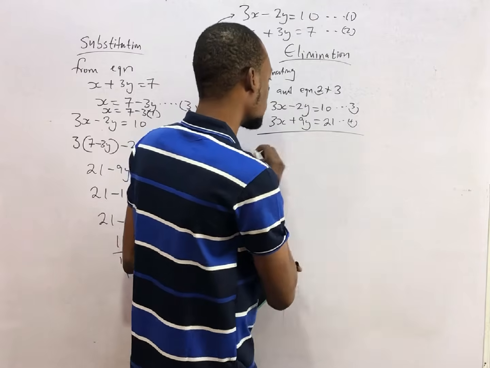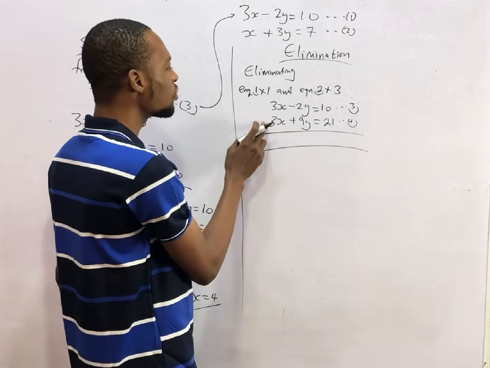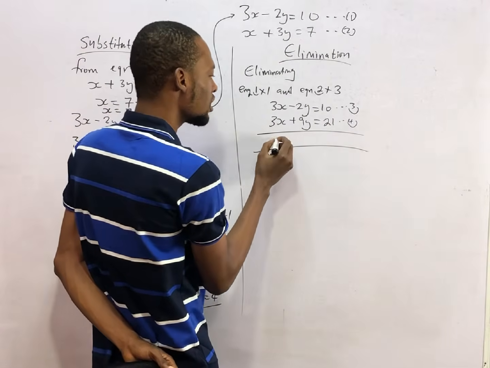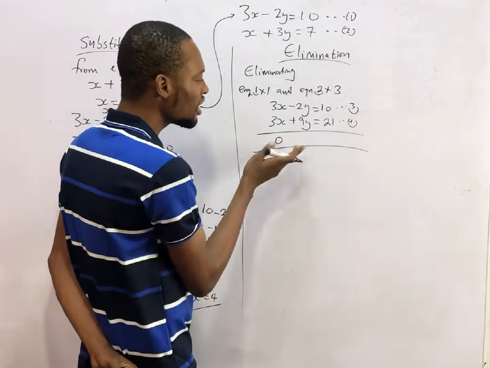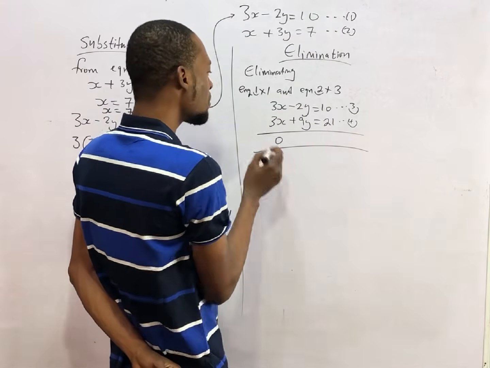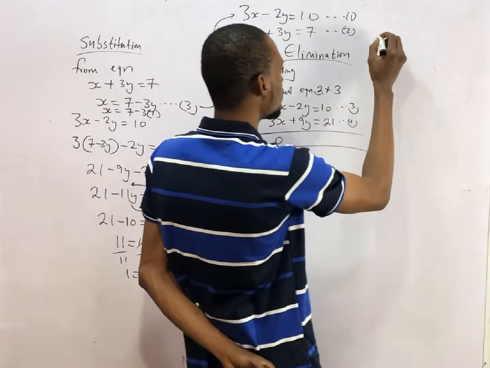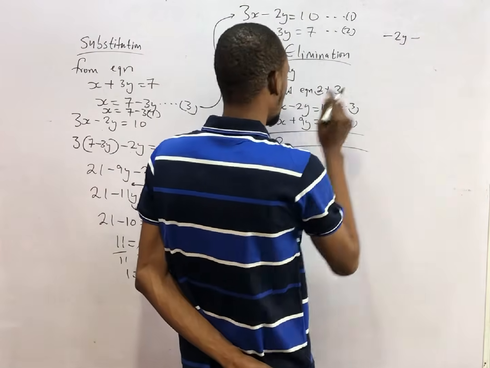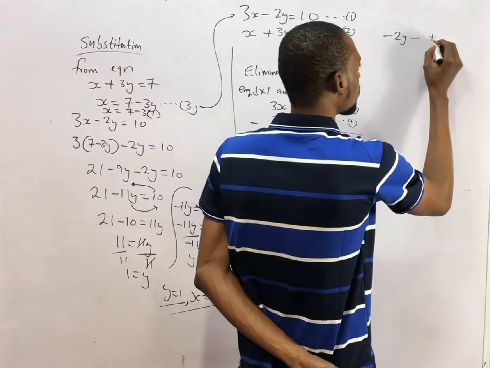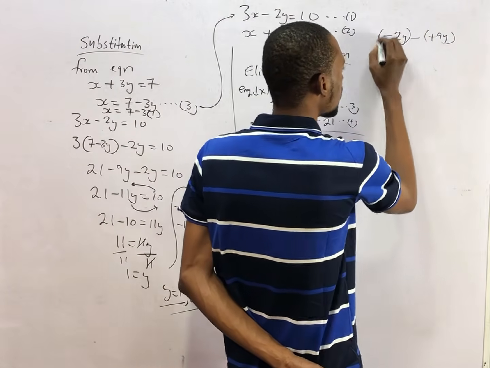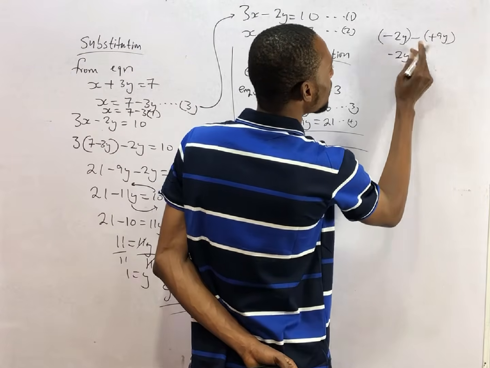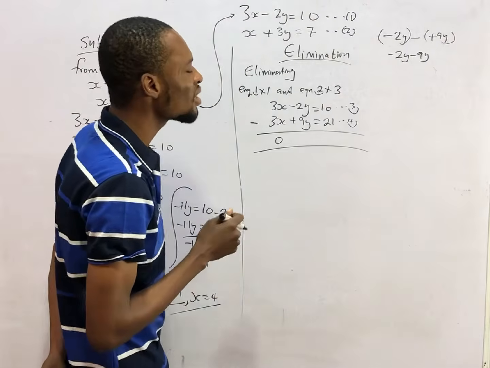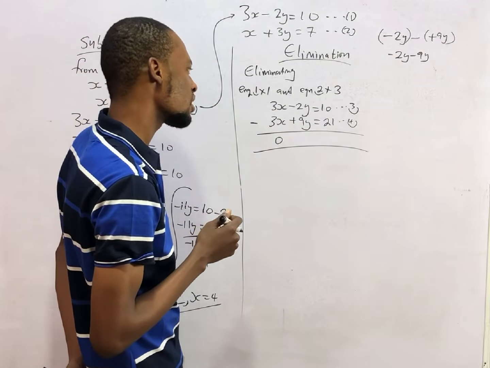After this step, simply do like this. What can you do to eliminate them? Subtract. If you subtract 3s minus 3s, you are left with 0. We've eliminated. How about here? Remember, we are subtracting. So here will simply be minus 2y minus plus 9y. So this will simply be minus 2y, minus times plus is minus 9y. Minus 2y minus 9y, that is minus 11y.